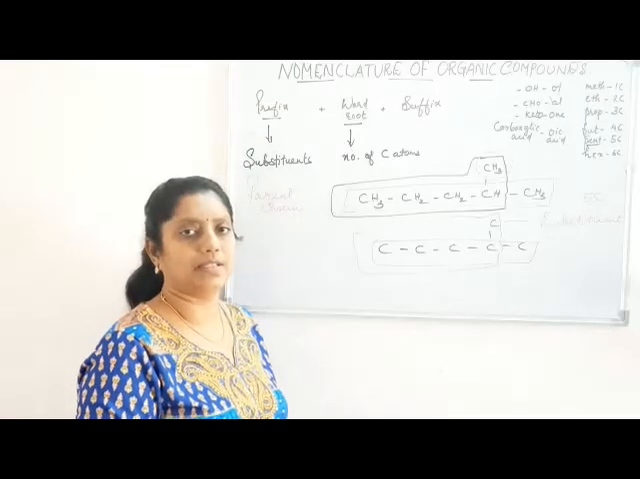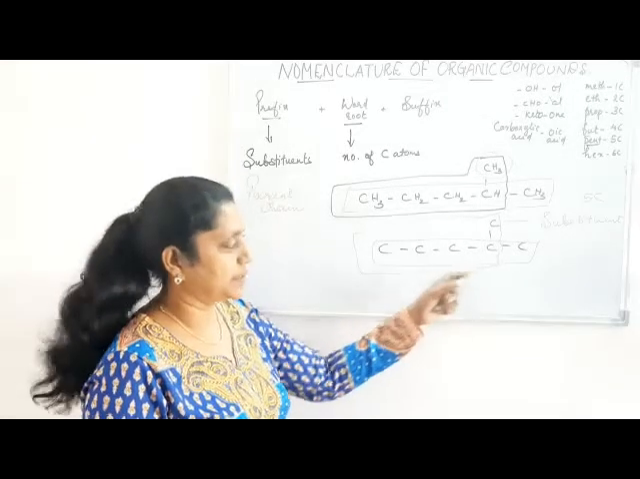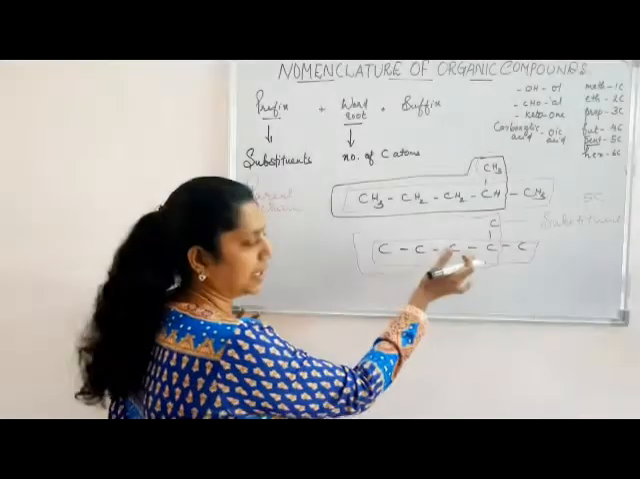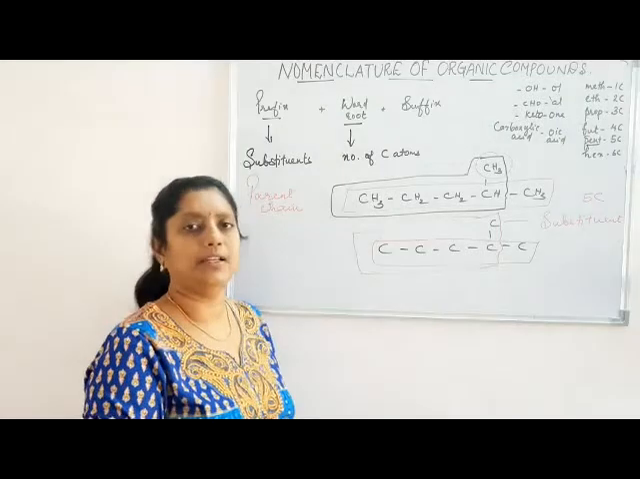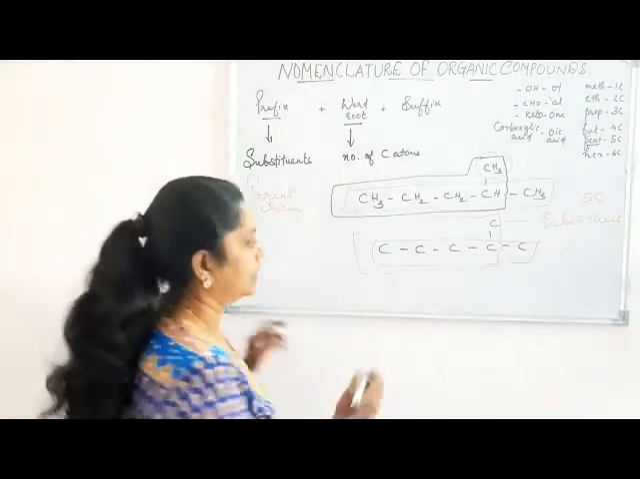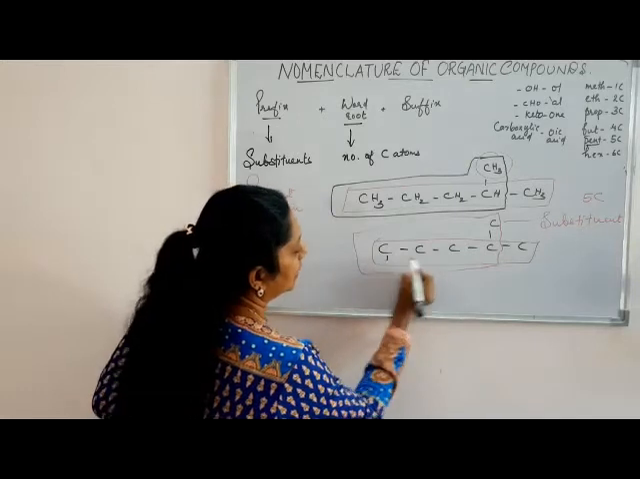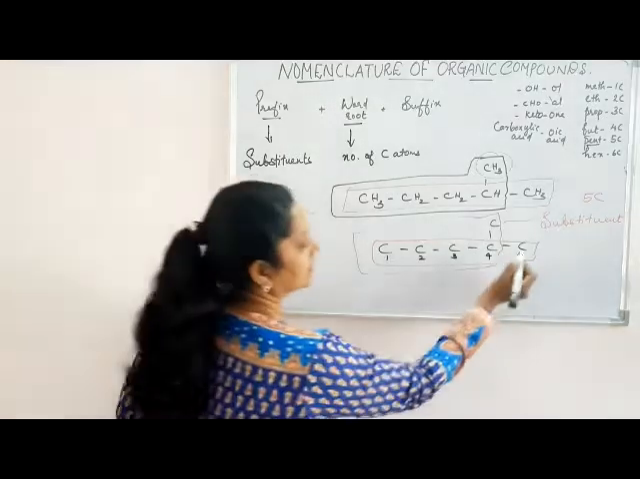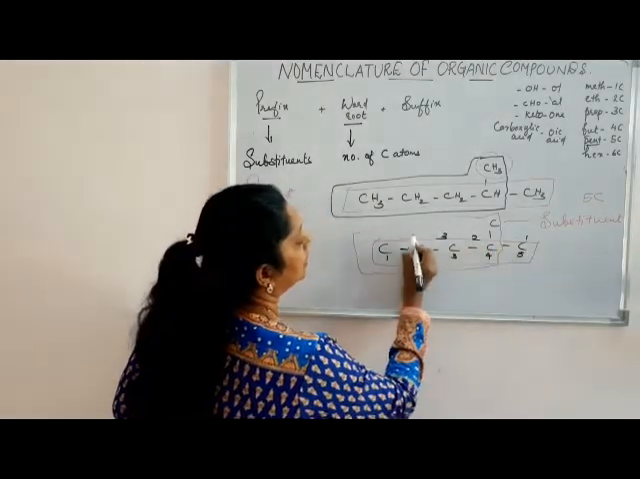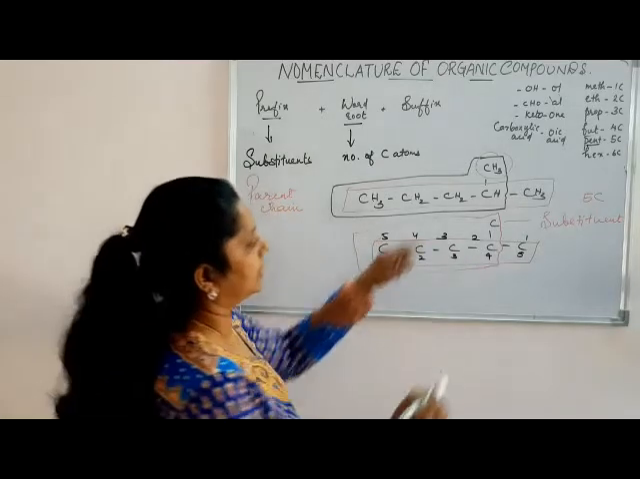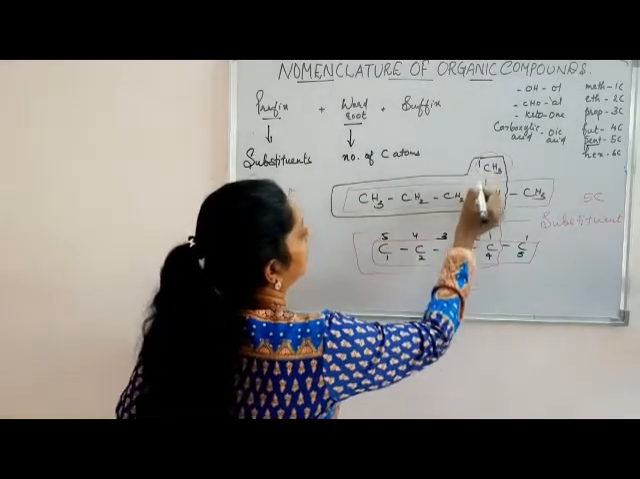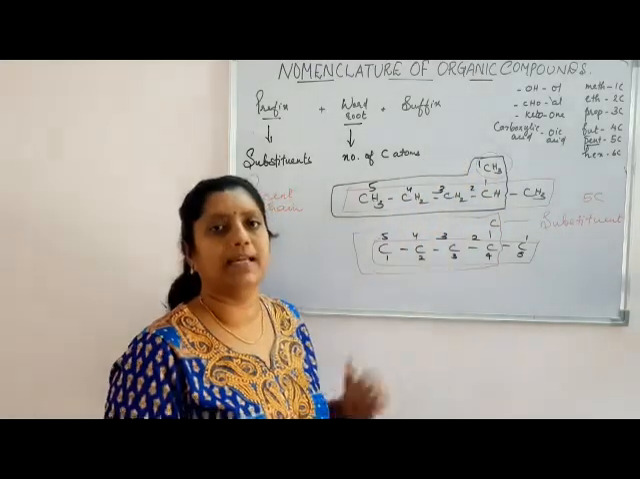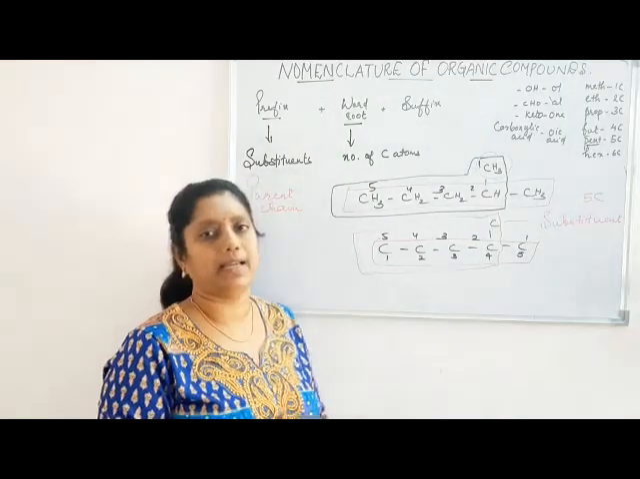After selecting the longest chain, we are going to number the carbon atoms present in the compound. Numbering can be done from either side, that is from left to right or from right to left, but there are some conditions. Now I am going to number this from this side: 1, 2, 3, 4 and 5. Otherwise 1, 2, 3, 4 and 5. If we select this chain, we can number it from this side or from the other side also. But there are certain conditions. We will explain it in our examples.